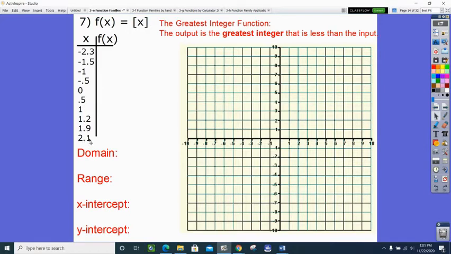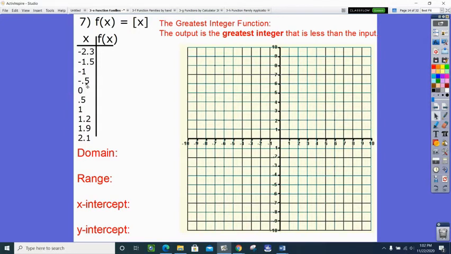So for 2.1, the integer that is just less than that would be 2. For 1.9, it would be 1. For 1.2, it would be 1. And for 1, it would be 1. For 0.5, it would be 0. And for 0, it would be 0.